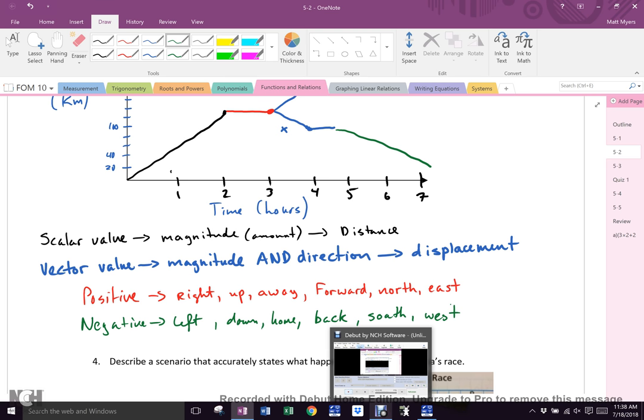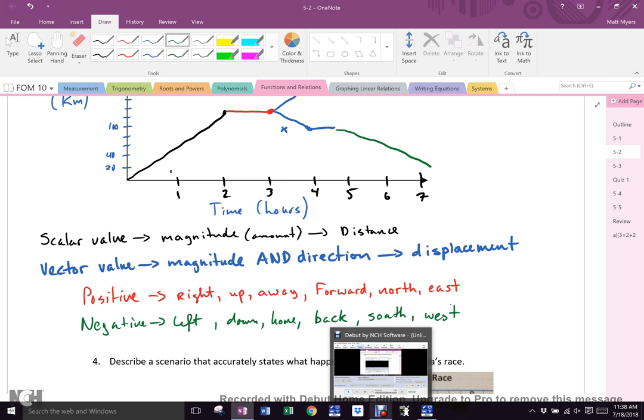So what is my distance traveled? Is my distance traveled scalar or vector? Scalar. So there's no direction. How far did I go, guys? This is not a complicated question. 5. That is my distance traveled. What is my displacement? Negative 5 from your perspective. Are you all good?